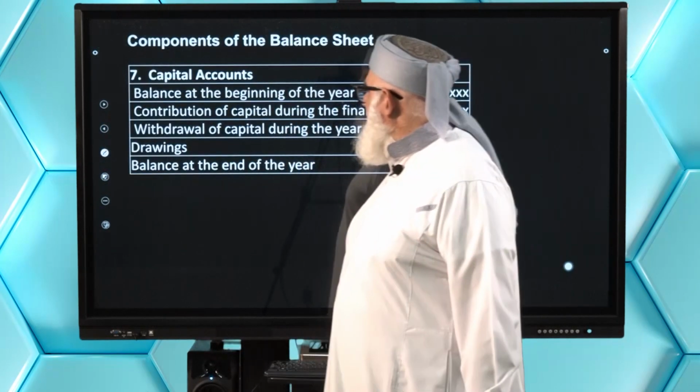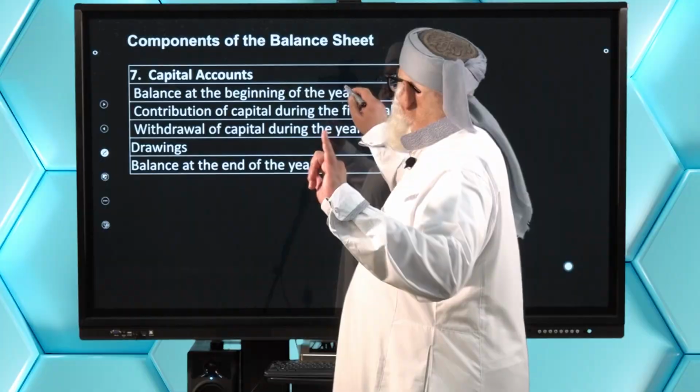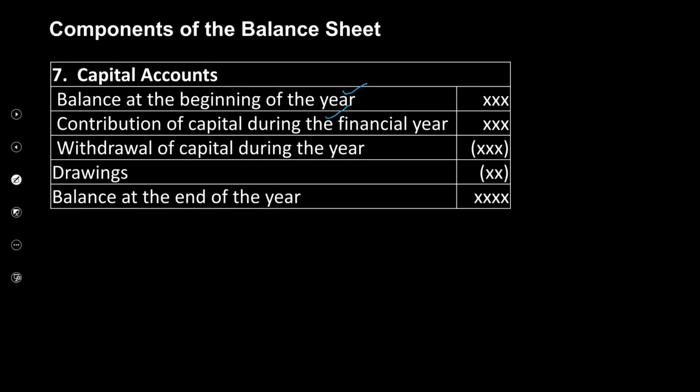Okay, the next item that you look at is your capital account. And in your capital account, it's your balance at the beginning of the year, any contribution during the year, any withdrawal of capital during the year, drawings. Notice these two negatives, and that gives you your balance at the end of the year.